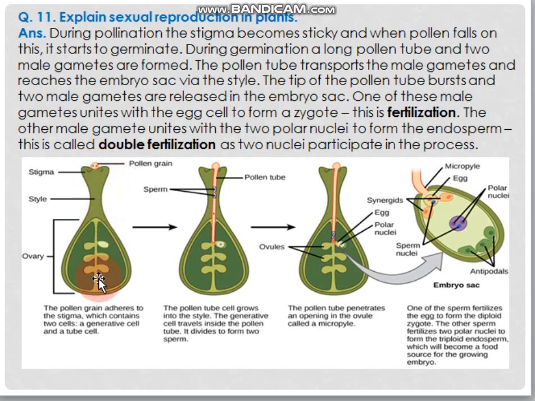फिर वहाँ से एक tube form होता है that goes down into the ovules. And there in the ovules, what happens? One of the sperm combines with the egg. The other sperm combines with the polar nuclei. And the endosperm and the baby plant is formed. So this is how it takes place. You can use this diagram as well as this answer.